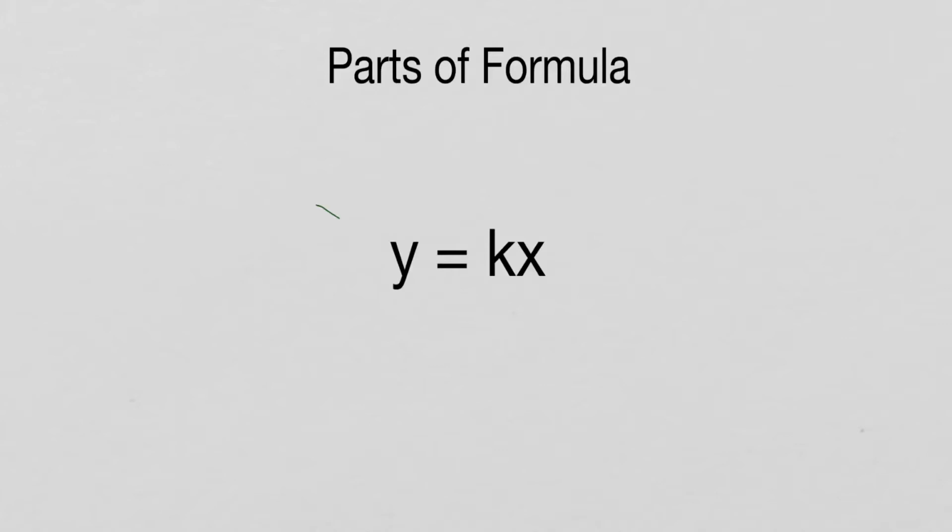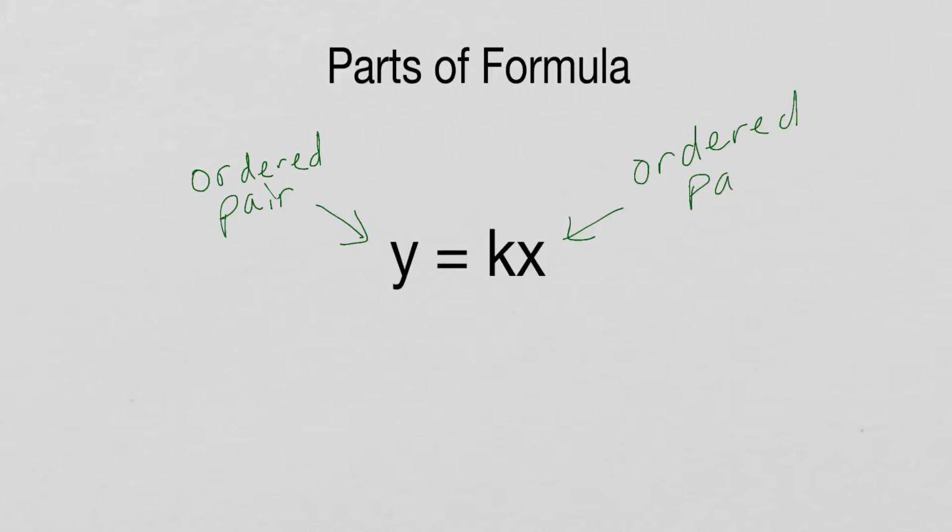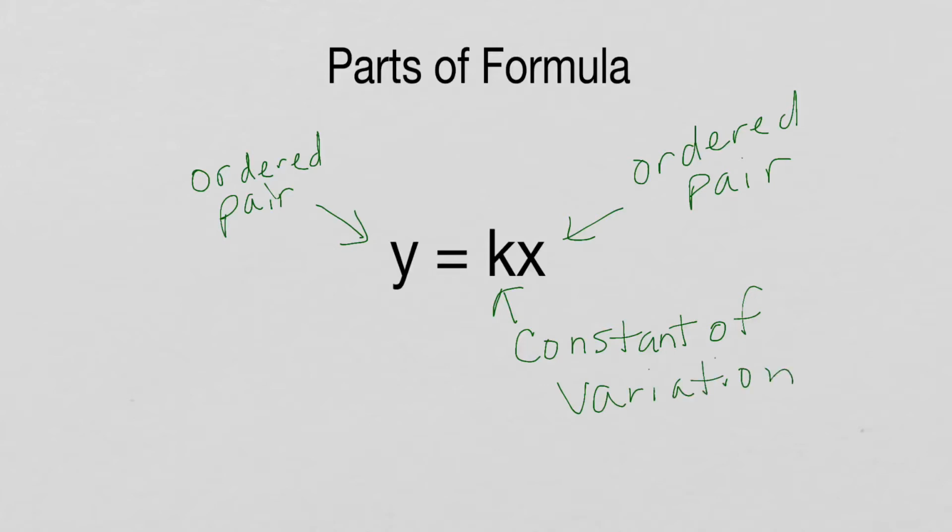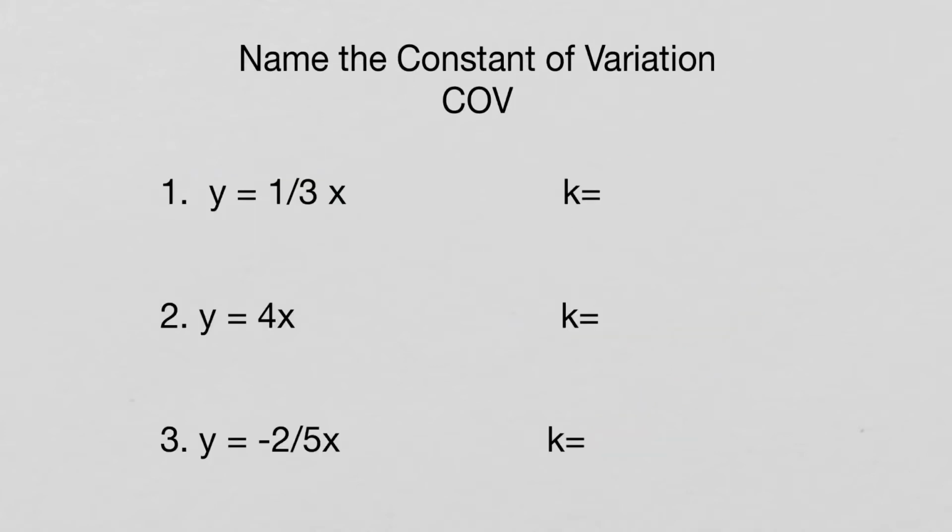The y is going to come from an ordered pair. The x is going to come from an ordered pair. And the k is called our constant of variation, and we're going to refer to it as the COV. So let's start looking and practicing with the constant of variation.